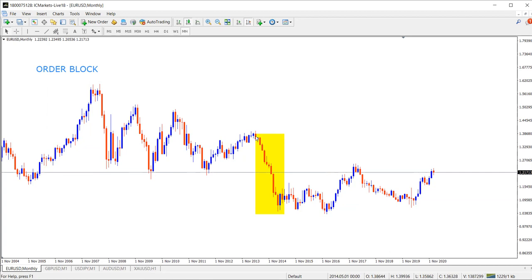Let's say the price is coming down from here. The price is coming down from here. We call this area a void. It created a void here. It's only bearish candlesticks coming down here. The last candlestick of the bearish candle is called the order block. The last candlestick of the bearish candle is called what? Order block. Like this one. I'm talking of this one.